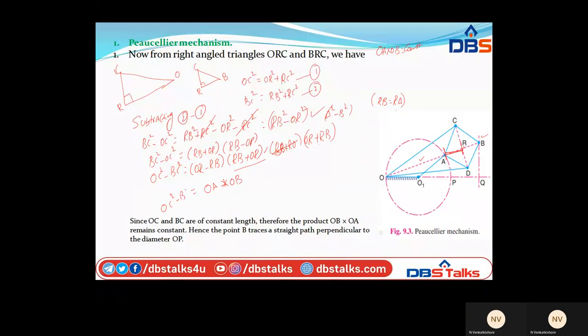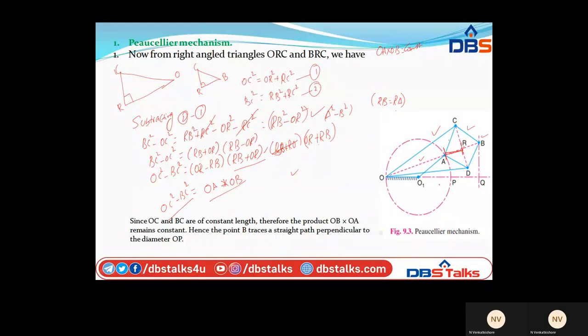Then what about the lengths OC and OR? These are constant lengths, we know that. And what about BC? This is also a constant length of the links. So when these two are constant, the squares are also constant, and the difference of these squares will also be constant. So B will trace the straight line which is perpendicular to the diameter OP. So this is also proved for the exact straight line motion mechanism.